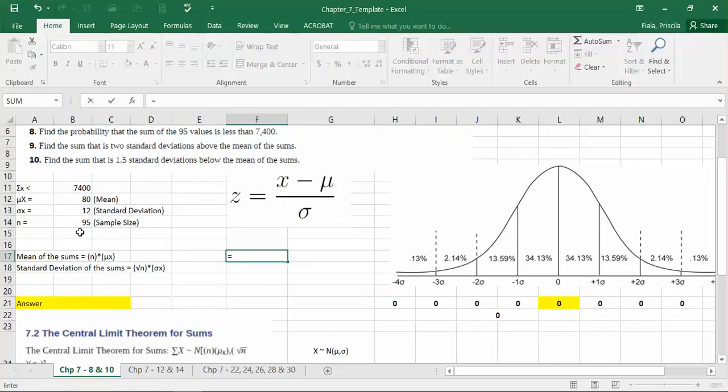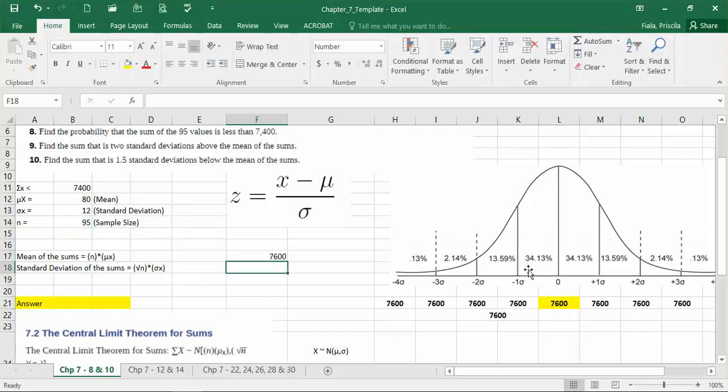The sample size is 95 times my mean. So we actually found the mean for our whole distribution. See, 76. So the sum of the 95 values that they got is 7,400, but the mean of my whole distribution right here is 76, actually for the sample.